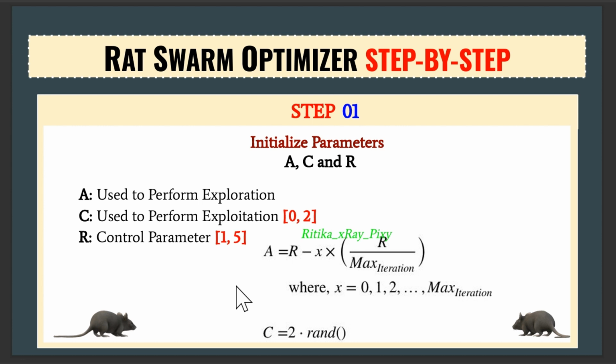Then we have a range of values for R and C. R is a random number between 1 and 5. It helps to maintain diversity in the positions of search agents, and it also ensures that all the search agents will explore different parts of the search space. Another random number, C, has a range between 0 and 2, and is used to determine how aggressively the rats move toward the best solution.